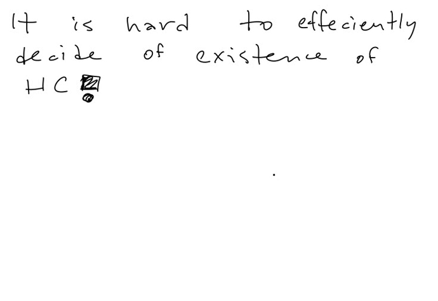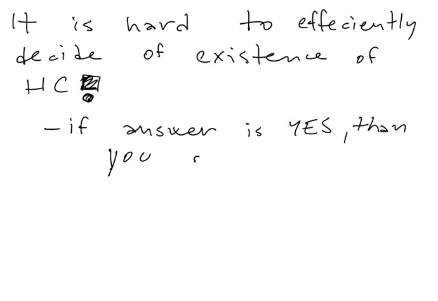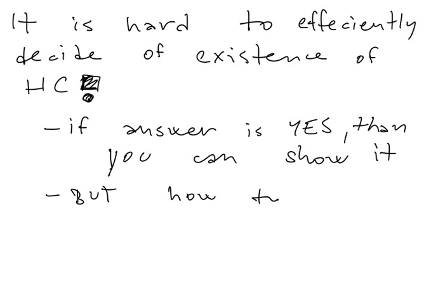So if I give you some kind of huge graph with, let's say, 100 or 1000 vertices, it is quite difficult to show me that there is no Hamiltonian circuit. Of course, if there is a Hamiltonian circuit, it is very simple. You just need to find it and show it. So if the answer is yes, then you can show it. But how to show there is no Hamiltonian circuit?